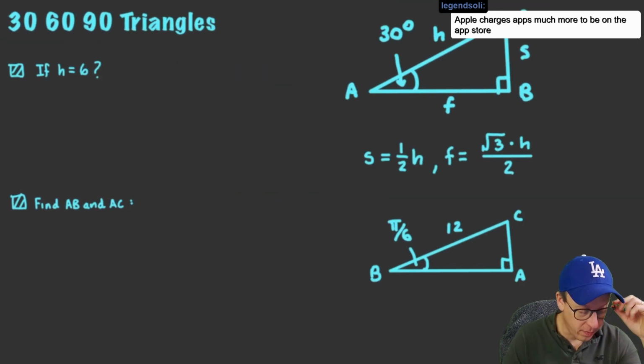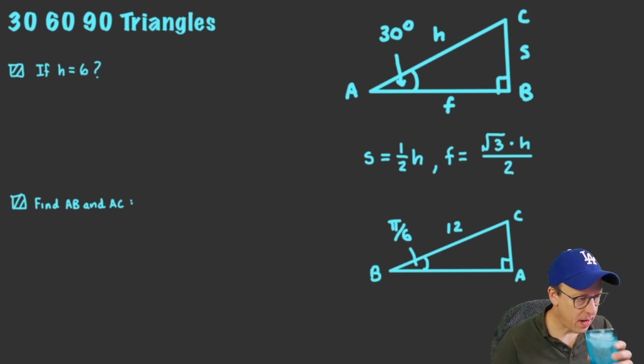All right, so let's move on to 30, 60, 90 triangles. Let's start doing some actual problems here. Now, we have our 30, 60, 90 triangle here, and we are trying to find a value of h. My notes are a little bit screwy here, so I apologize for that.